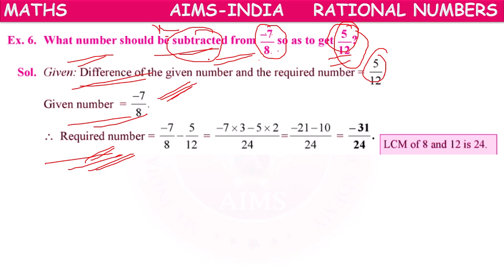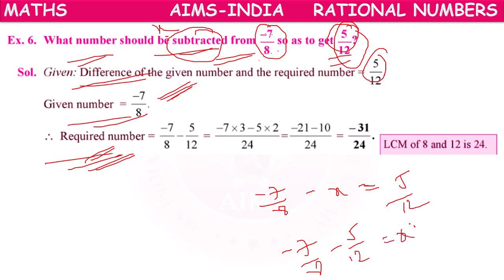Or you can write like this. So from minus 7 by 8, if we subtract x, we should get the result 5 by 12 difference. Minus x will go this side. Minus 7 by 8, this 5 by 12 will come this side. 5 by 12 equals to required number x. So required number x equal to, first number minus difference. Or without writing like addition, direct also we can do.